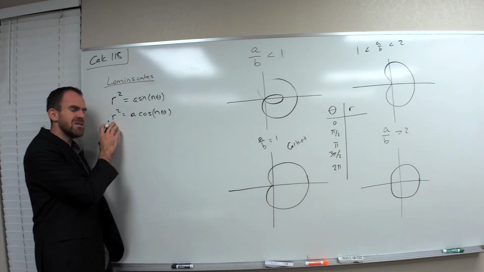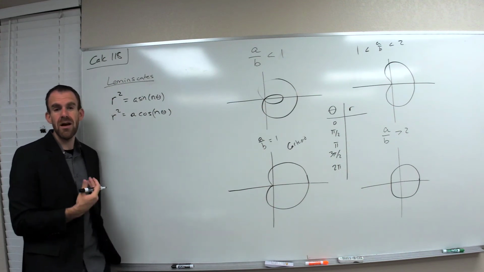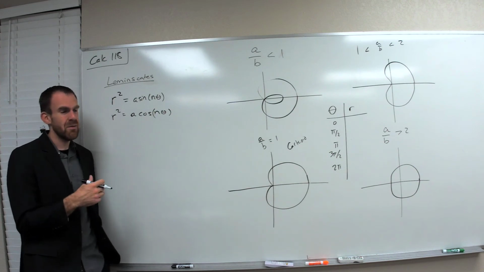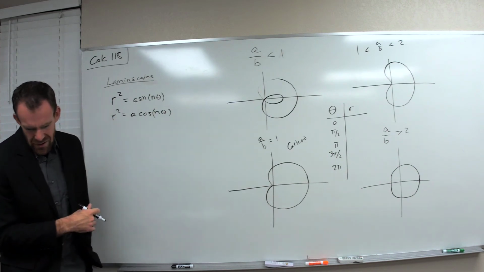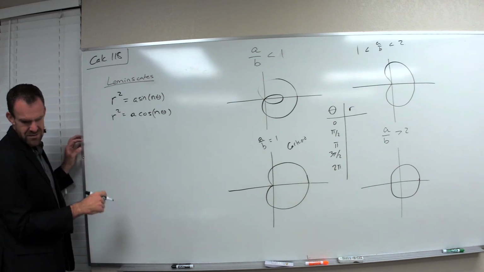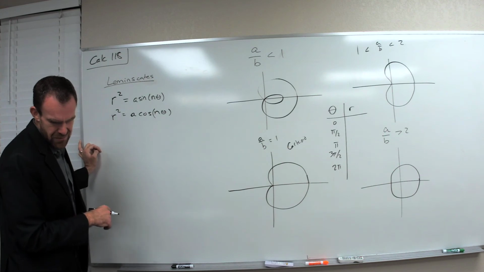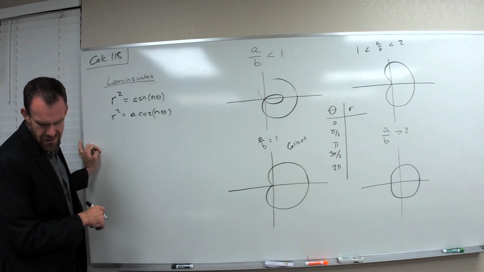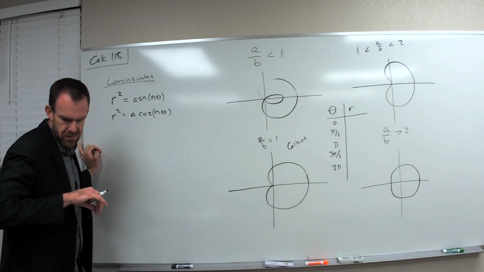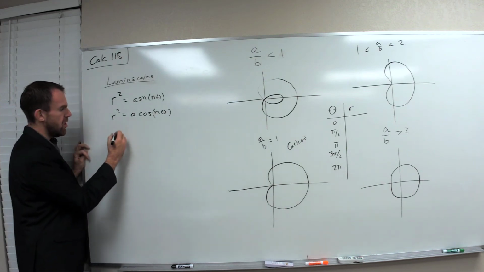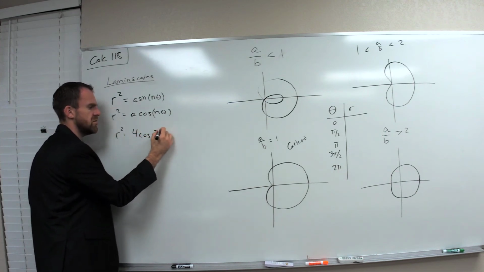First of all, it's weird to have an r squared equal something. So, when we're plugging in our angles, if we get negative numbers out, r squared will never equal that, so we don't graph it. Let's look at this. These are a little bit trickier to get. So, we are going to graph the lemon skate. Here we go. r squared equals 4 cosine 2 theta.